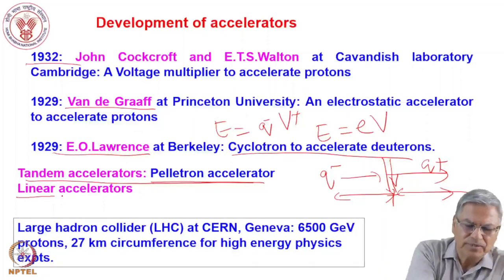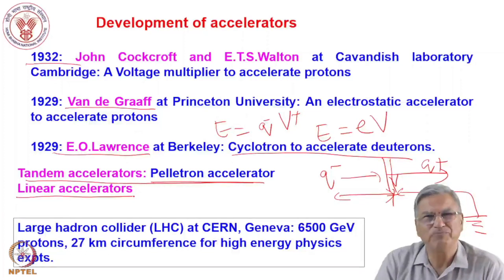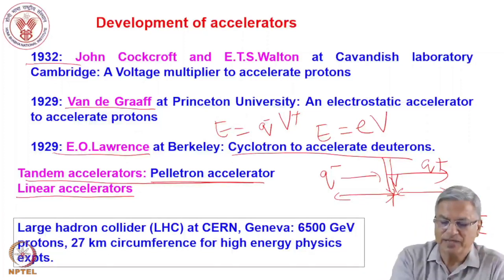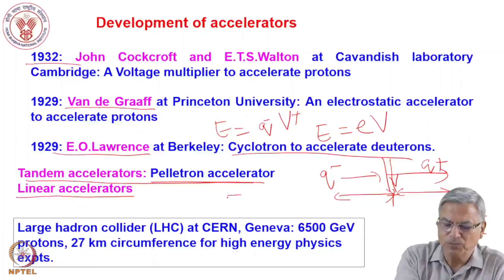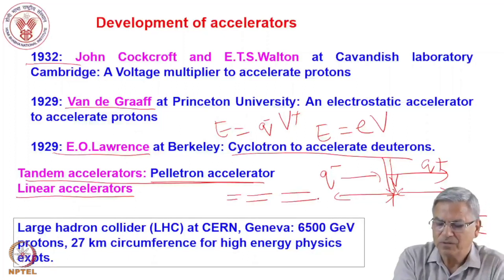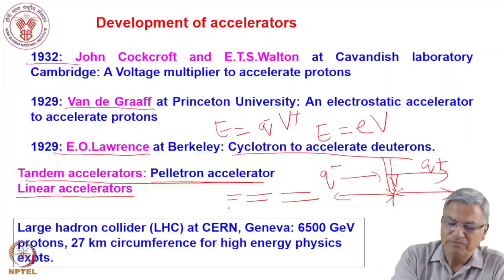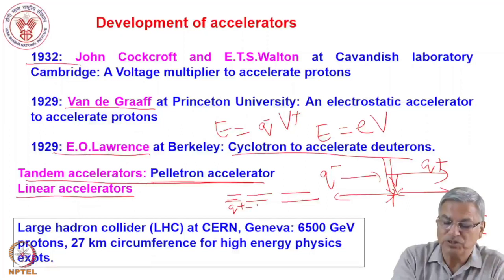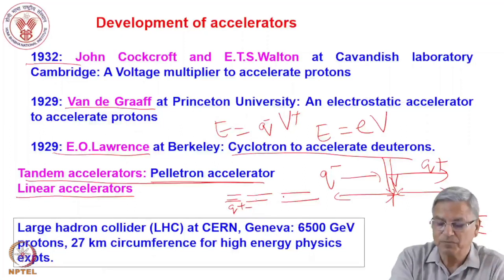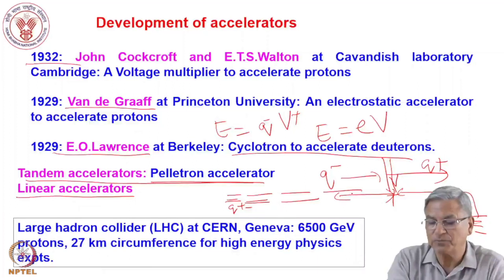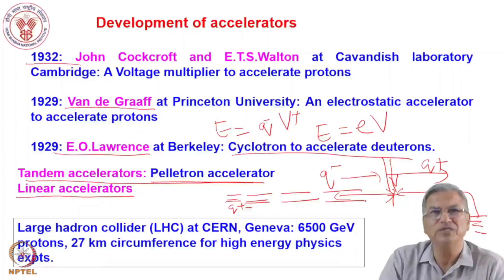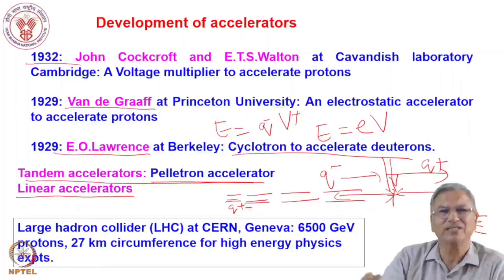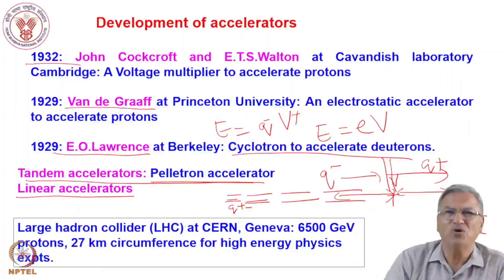And later on, linear accelerators also became very popular, wherein you can accelerate in small steps by an alternating potential. So let us say you have a positive ion, you have a negative potential, and then again you change the potential from positive to negative, and so in subsequent steps of increasing length of the accelerating tube, you can accelerate the particles to much, much higher energy.